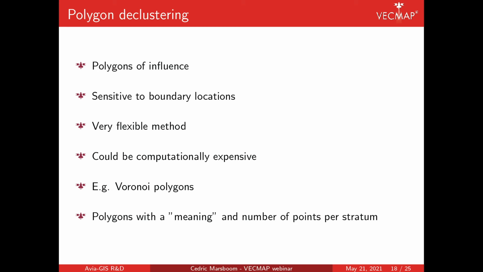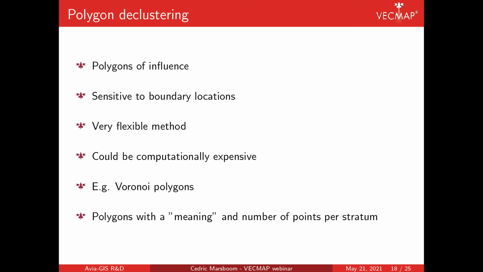One thing that you need to keep in mind is that depending on how complex you want to make your polygons, it can be computationally expensive. These days it usually doesn't matter that much anymore, but if you have a very large data set or a very large area of interest, it could have an influence. A very common example that most of you will probably know is Voronoi polygons, or Thiessen polygons, depending on your original background.